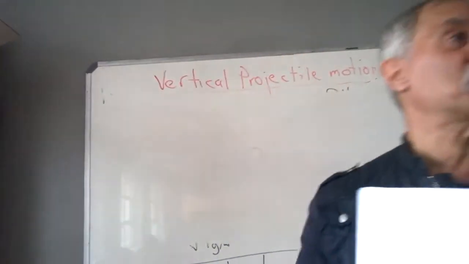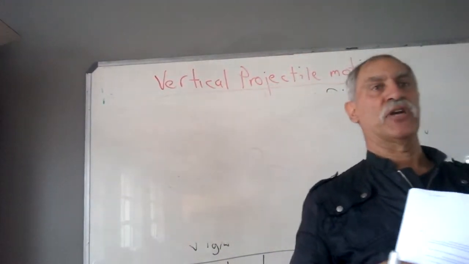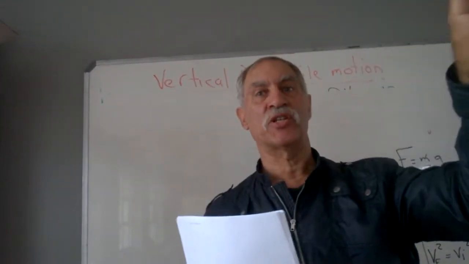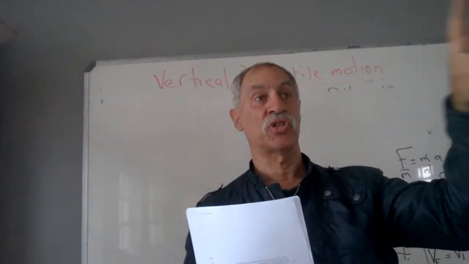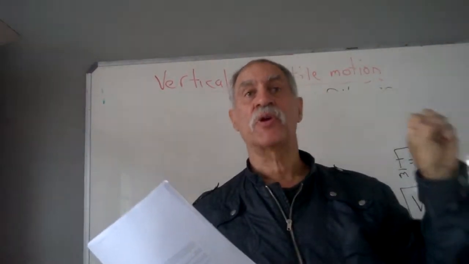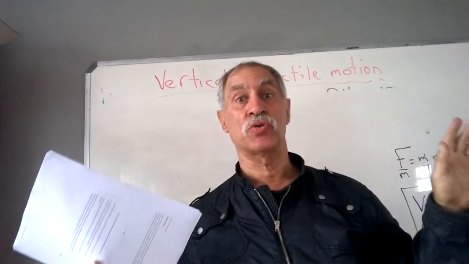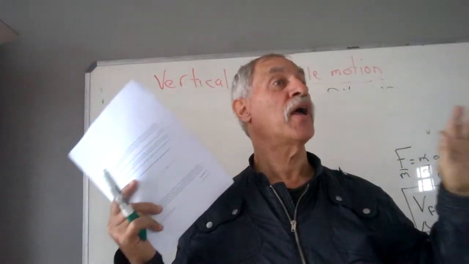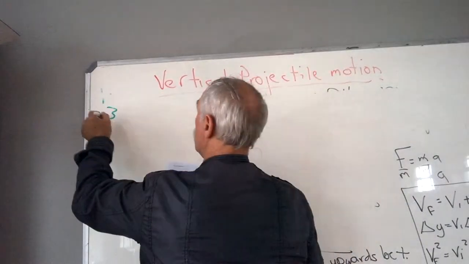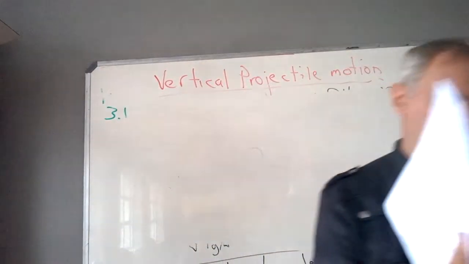Where are you guys going to start? You're going to start with 3.1. What are you going to say? This is a vector problem. You don't say it, but what are you going to write? I said always choose up as positive. So what do we start by saying for 3.1? Upwards is positive.